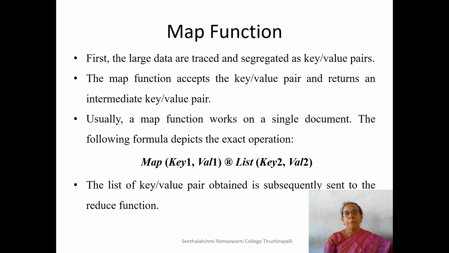Next, we see how the mapping is done, which is done by the map function. First, the large data are traced and segregated as key value pairs. The map function accepts the key value pair and returns an intermediate key value pair. Usually, a map function works on a single document. The following formula depicts the exact operation: Map of key 1, value 1 with list of key 2, value 2. The list of key value pairs obtained is subsequently sent to the reduce function.